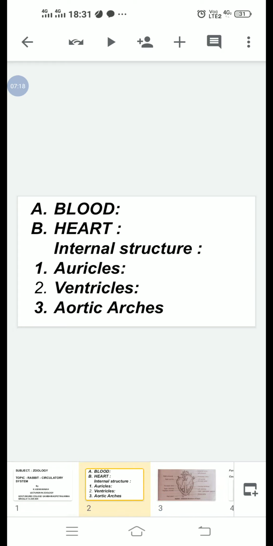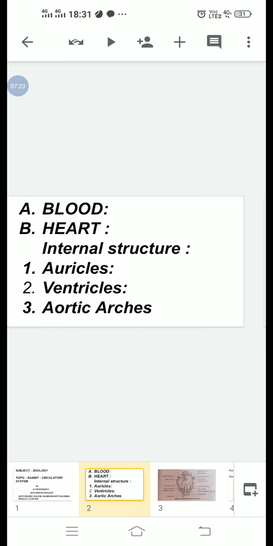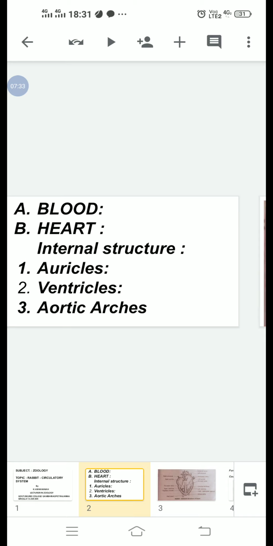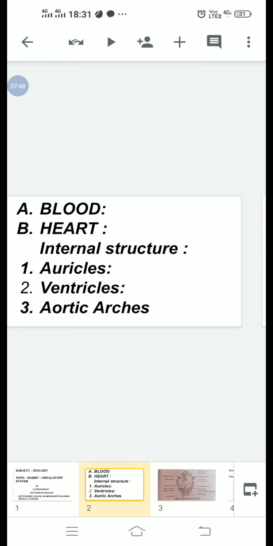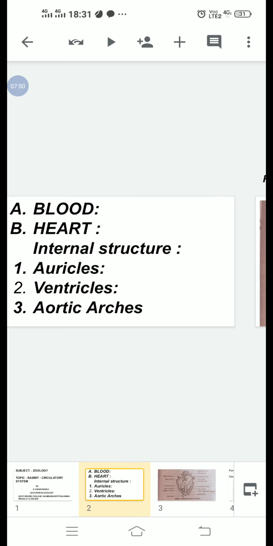Two auricles, left and right, are present in the heart of rabbit. They are the anterior chambers of the heart. The two auricles are separated by an interauricular septum.